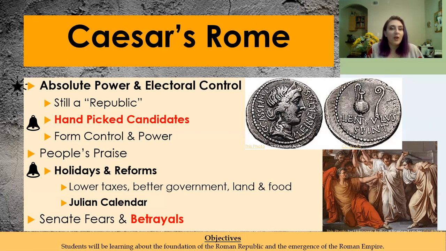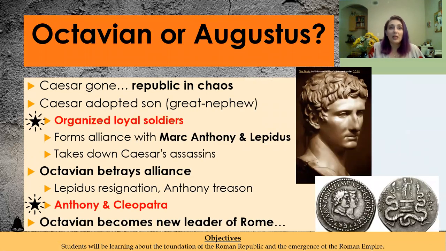However, he was very much feared by the Senate. And even though he never declared himself king or ruler or rex or anything to say that he's the one in absolute control, everyone knew he was. And he would actually be betrayed by one of his closest friends and stabbed to death in the Senate, which would allow for his great nephew and adopted son Octavian to kind of step up.